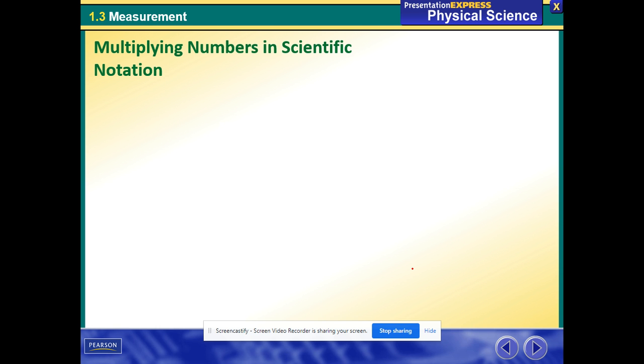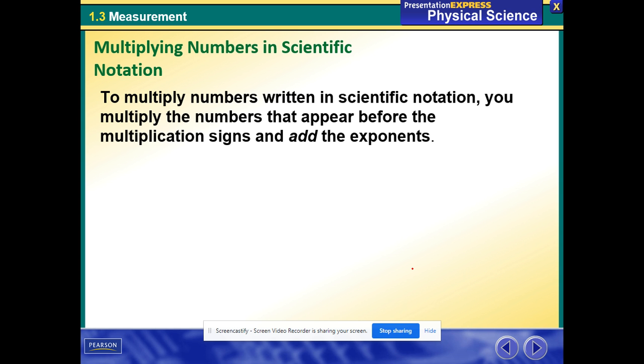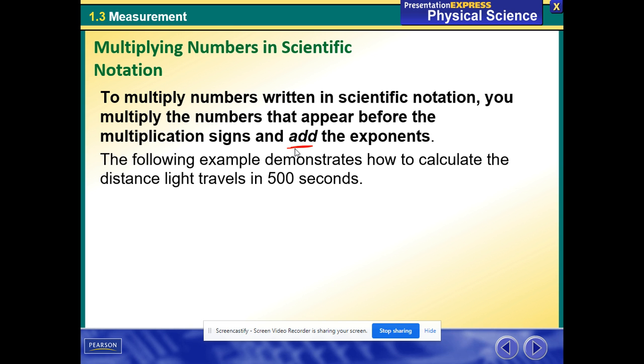Now, just because we can put things in scientific notation, most of the time we use them because we like to multiply or divide in scientific notation. To multiply numbers in scientific notation, it's very simple. All you would do is multiply the numbers in front and add the exponents.